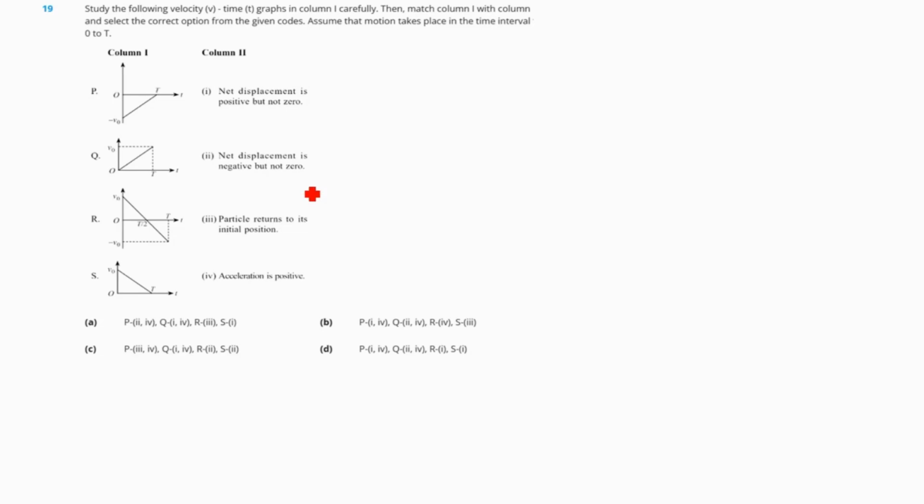And the acceleration is positive. So p will be 2 and 4. Let's understand q. So for q, we can see that the net displacement is positive, but it is not 0. And the acceleration is also positive. So q will be 1 and 4.